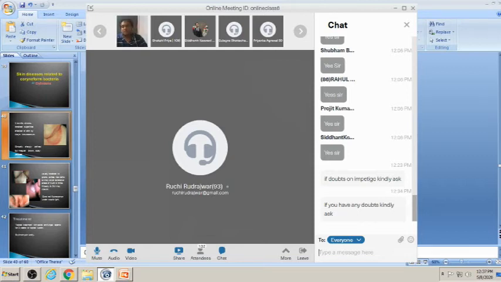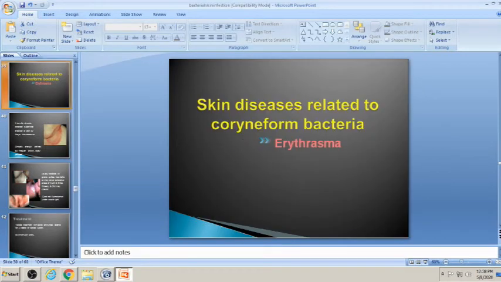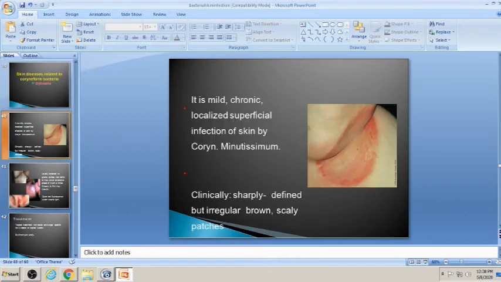Okay, so we have discussed streptococcus and staphylococcus infection. Now we will have a discussion on Corynebacteria. We all know Corynebacterium is one of the common commensals in our body. So the most common Corynebacterium infection in our body is erythrasma.